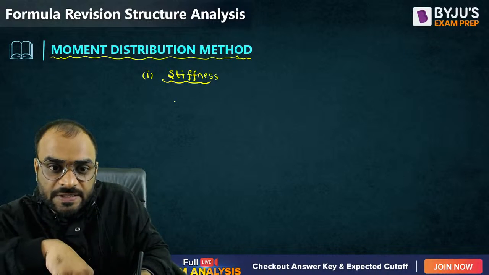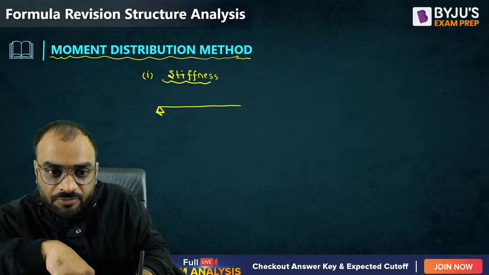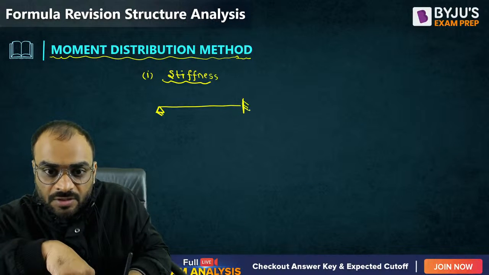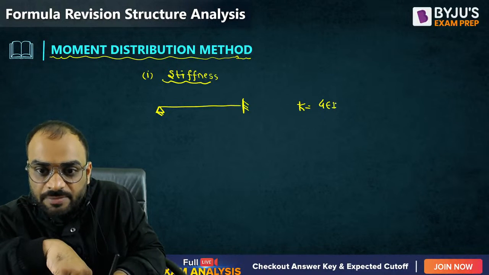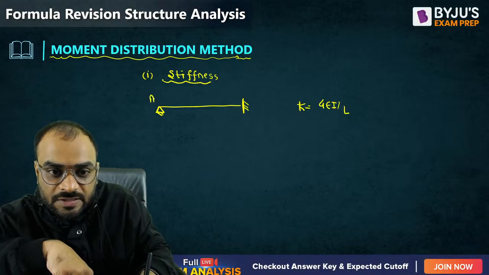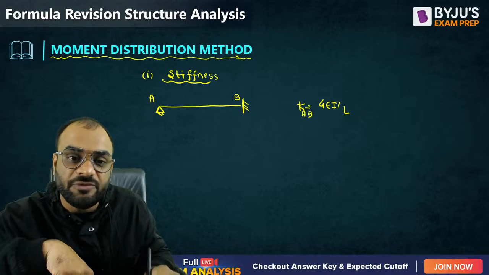Stiffness. Let us suppose the far end is fixed. Then what should be the stiffness? Stiffness is equal to 4EI by L. This is A and this is B. So our stiffness from A to B is 4EI by L.